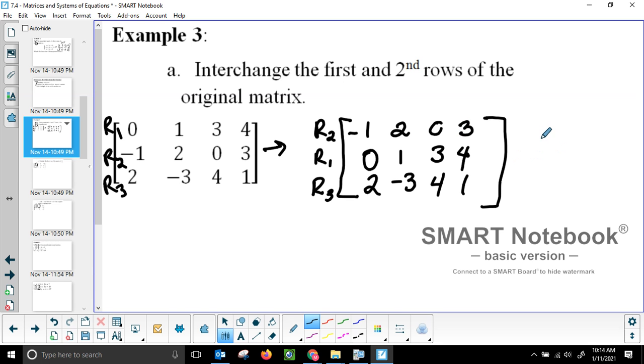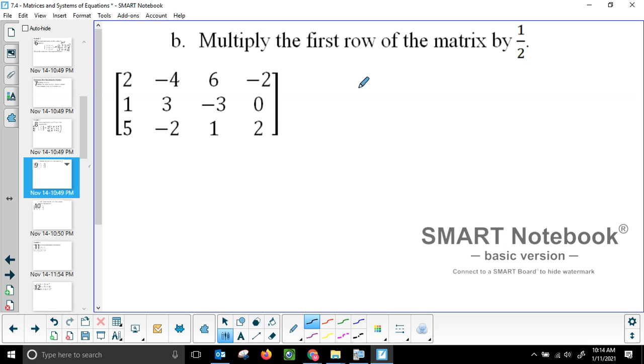So when I write how I'm manipulating my matrix in my next iteration, this is now considered row 1, this is row 2, and this is row 3. It gets too messy if you try to compound what you're doing with these matrices.